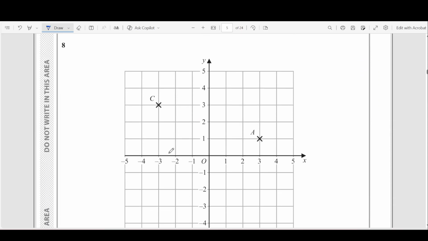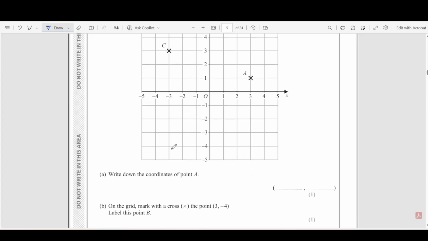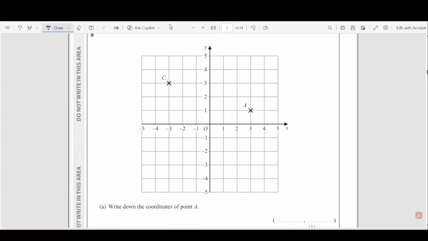Next is a coordinate question. Write down the coordinate of point A. This is point A. So how do we write coordinate? First we write x-axis value, horizontal line, and then we write y-axis value, which is vertical line. Always like this. If we write y first and x later, that would be wrong. So this is correct.